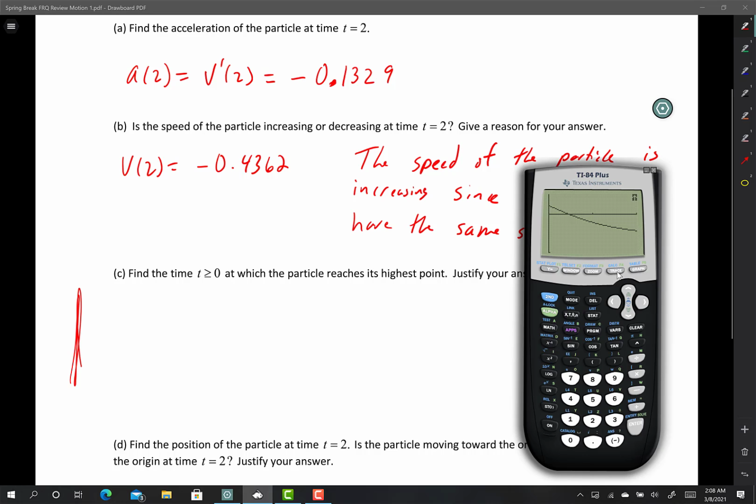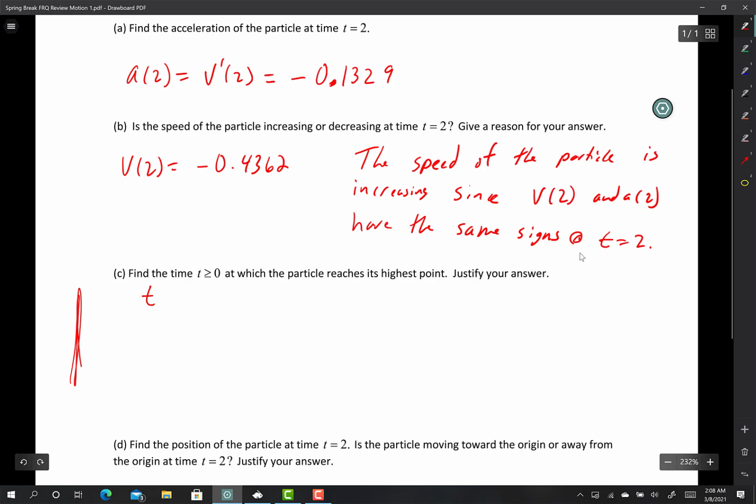So I'm going to find it. Second, calculate, number 2, it's a zero. Left bound, so go to the left. Enter. And it says right bound, go to the right. Enter. Guess? Nah. And there it is: 0.443022. All right, so let's see if I can come up with a statement. t equals 0.44302. All right, so when does the particle reach its highest point?